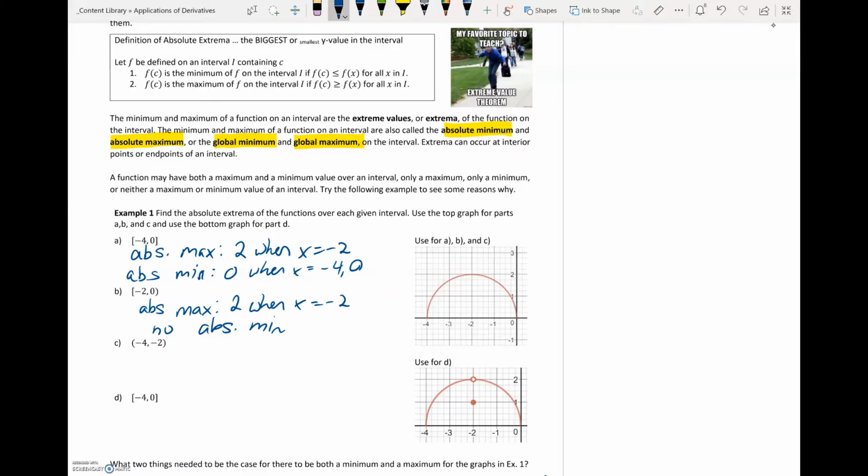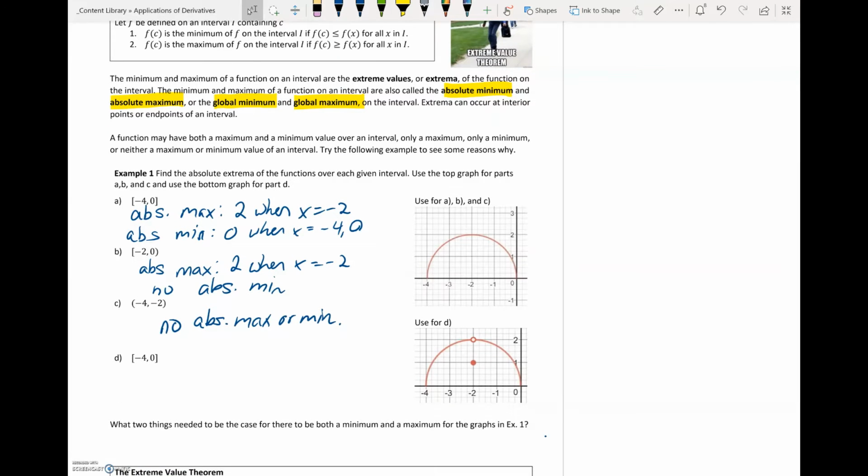For C, we're not going to include -4, and we're not going to include -2. That means we're not going to have any extrema here, because we can't include the lowest y value, and we can't include the highest y value because it's not a part of our interval. So this just has no absolute max or min. So this first graph is a continuous graph. What happens if we don't have a continuous graph?